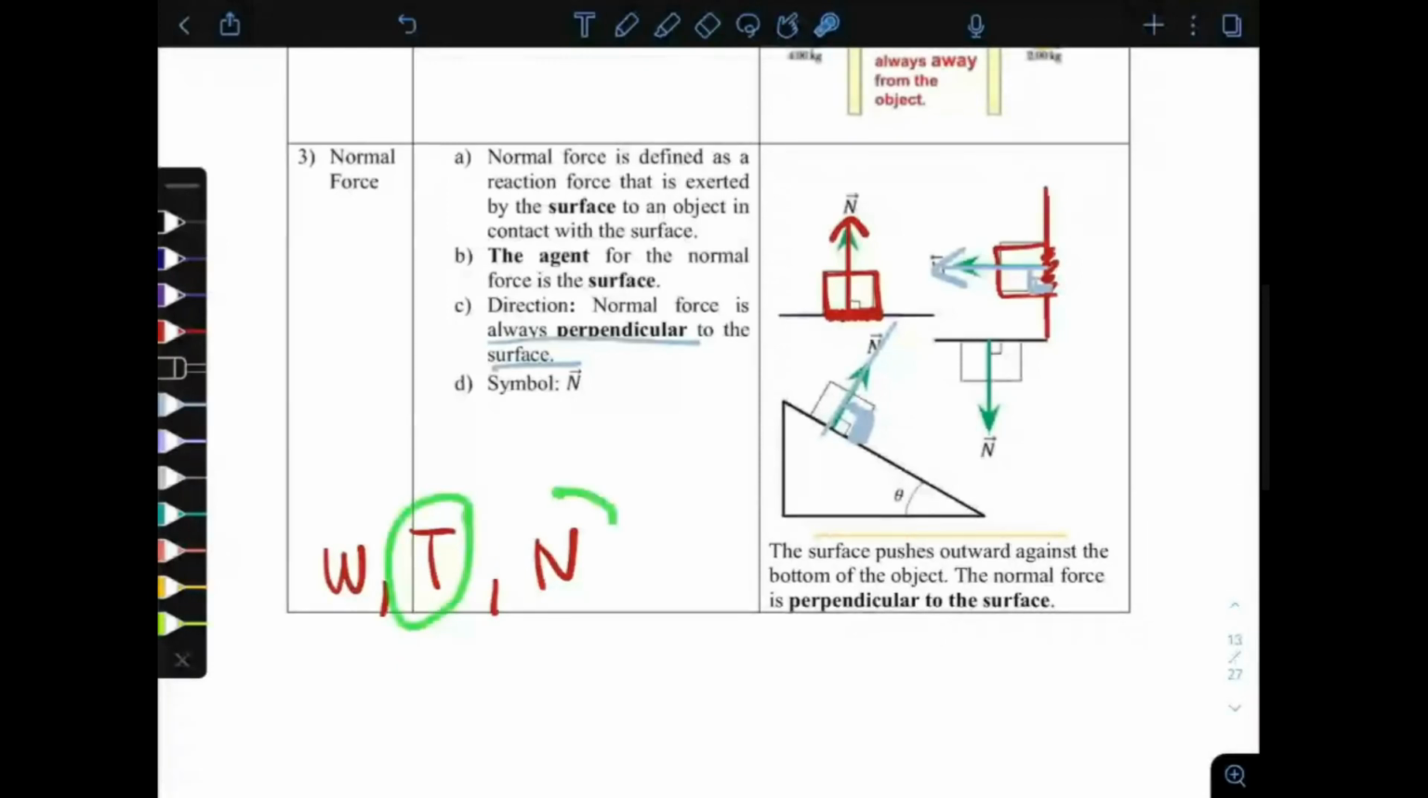And then kita ada normal force here. Untuk normal force pula, agent kamu dekat sini adalah permukaan. You must have surface. As long as your object is placed on any surface, dia akan ada normal force dekat sini. So you have to just identify lah ada surface ataupun tidak. Kalau ada surface, maka akan ada normal force. And the direction of normal force is always perpendicular. 90 degree to your surface.